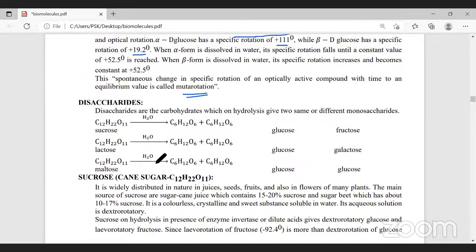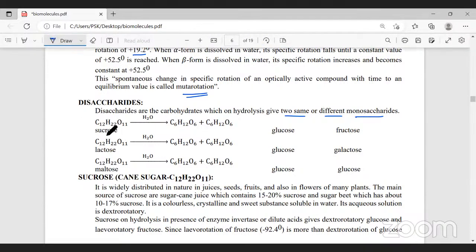Now, what are disaccharides? Di stands for two. Saccharides stands for sugars. So carbohydrates which on hydrolysis give two monosaccharide units are called disaccharides. A disaccharide is a carbohydrate which contains two monosaccharide units. These two monosaccharide units can be the same or different.